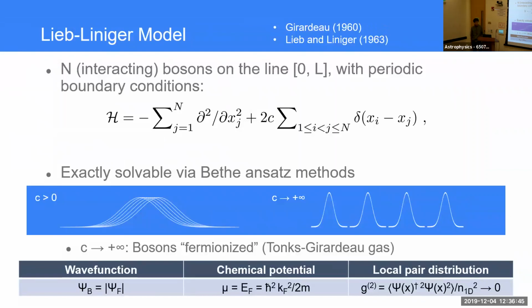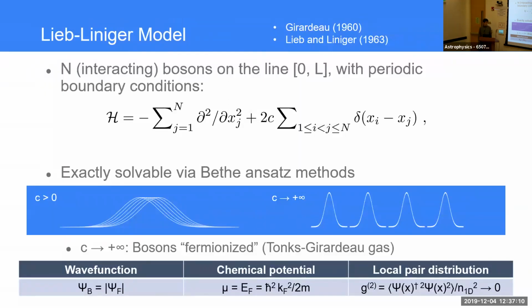And then, if we follow by continuously increasing C toward an infinitely repulsive limit, you will start to observe this kind of n-type bunching effect that makes it look like a hardcore boson or almost like a fermion. In fact, in the infinitely repulsive limit, the bosons are said to be fermionized, leading to what is called a Tonks-Girardeau gas.